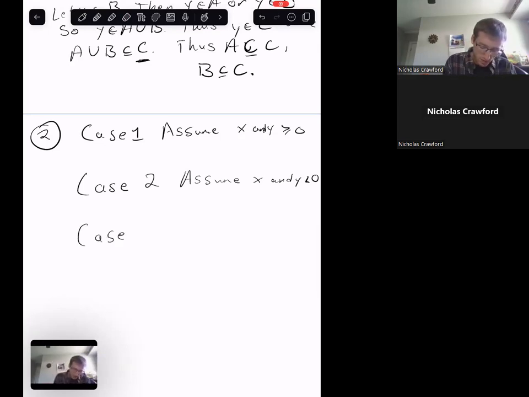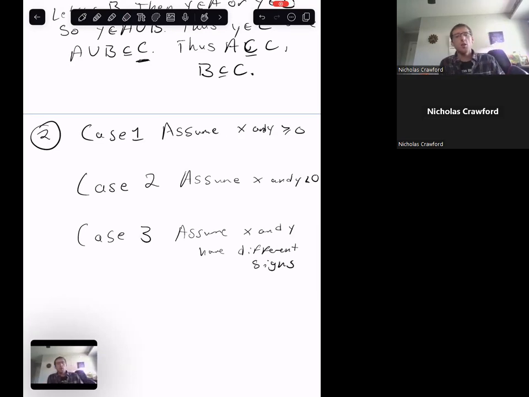And then you have to do case 3, where you assume X and Y have different signs. Okay, so those are the 3 cases we're going to need because we need to cover all of our possibilities for a real number X, right? They can both be positive, they can both be negative, or they can be one of each. Okay. So that's number 2.